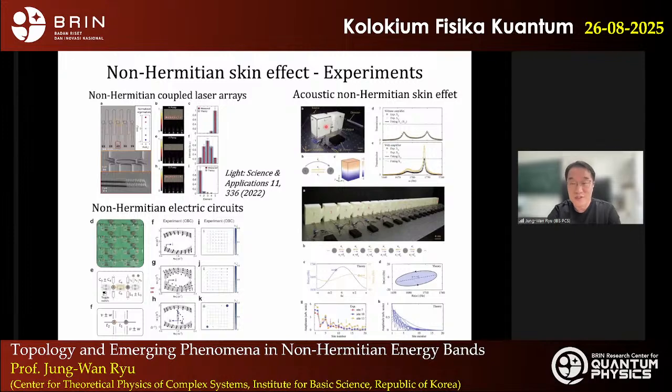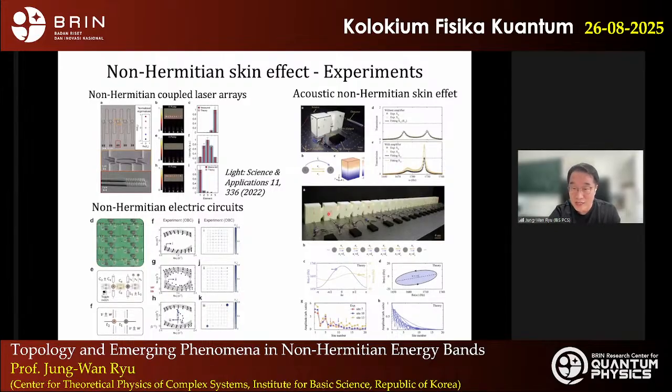This non-Hermitian skin effect can be realized in various experimental setups. This is a non-Hermitian acoustic cavity. Every cavity is a cavity. They make an array of cavities, and between these cavities, they realize asymmetric hopping, or non-reciprocal hopping. And finally, they found all bulk states localized at one edge of the array.